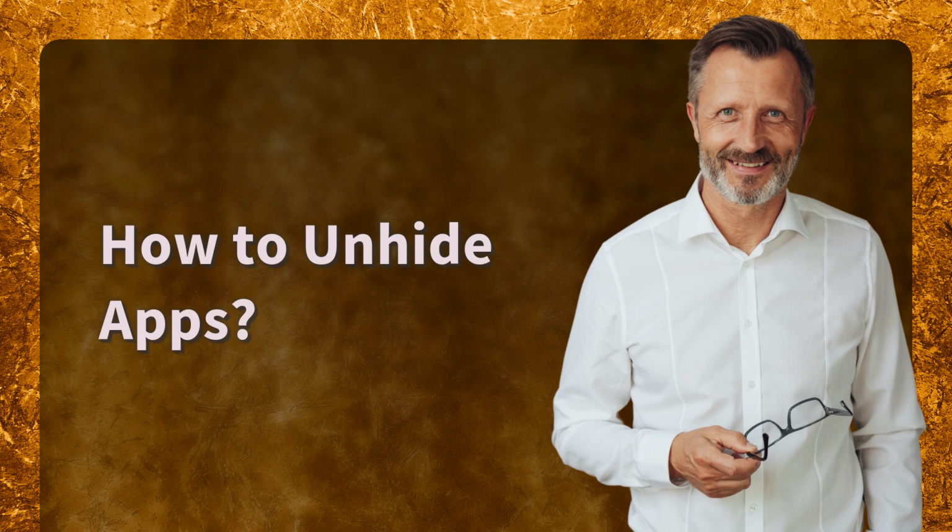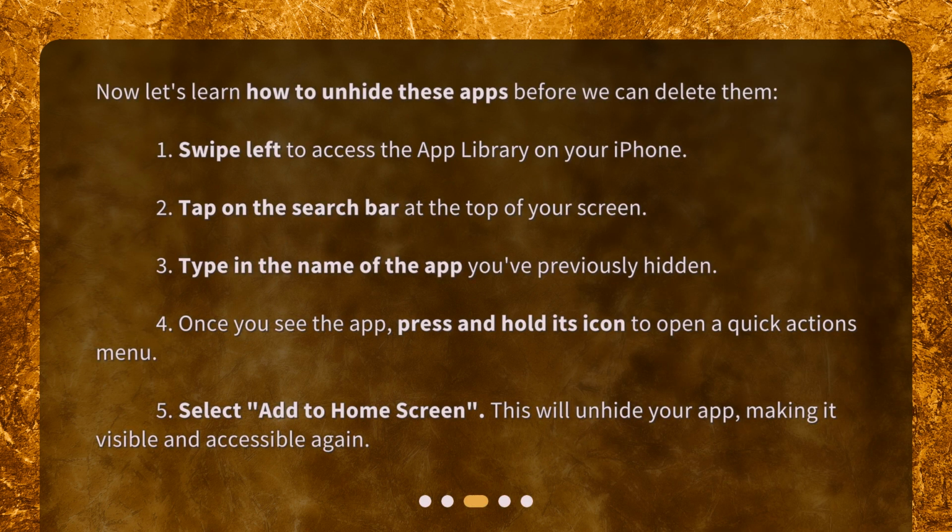How to unhide apps? Now let's learn how to unhide these apps before we can delete them. 1. Swipe left to access the app library on your iPhone. 2. Tap on the search bar at the top of your screen. 3. Type in the name of the app you've previously hidden. 4. Once you see the app, press and hold its icon to open a Quick Actions menu. 5. Select Add to Home Screen. This will unhide your app, making it visible and accessible again.